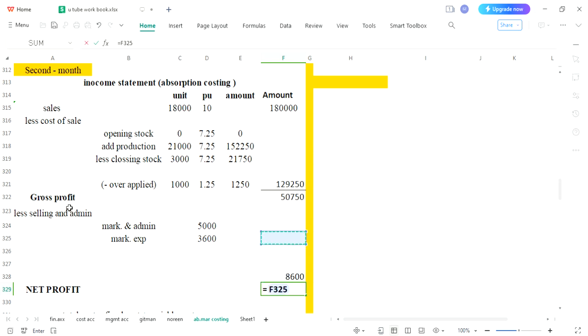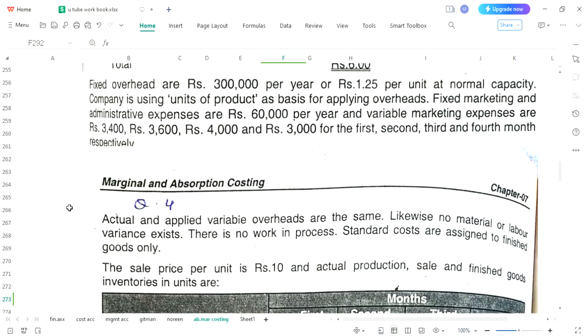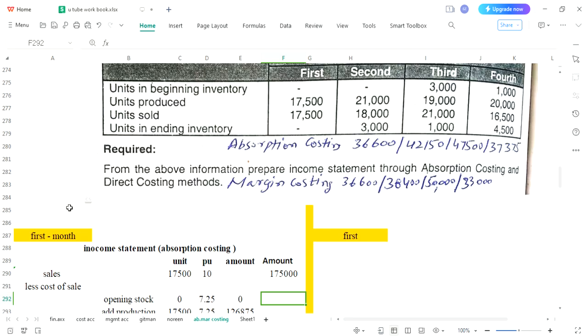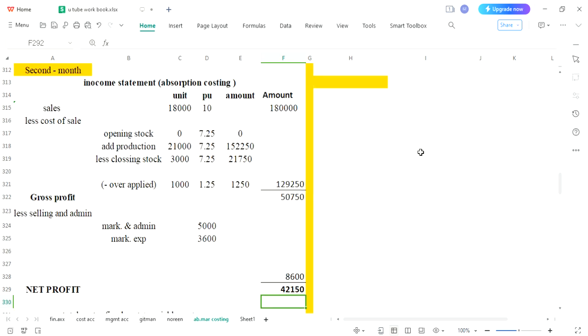Now we are ready to calculate our net profit by subtracting selling admin from gross profit. Gross profit was 50,750 and you will subtract your selling admin total. We have got our second net profit, and look over here, absorption costing second net profit is 42,150 and we have got 42,150. So guys, in this way we have completed our second month.